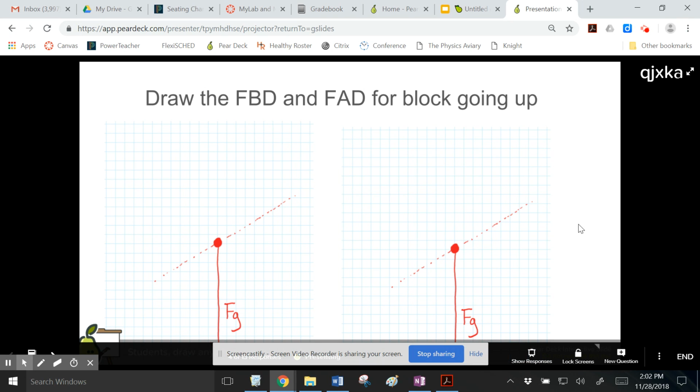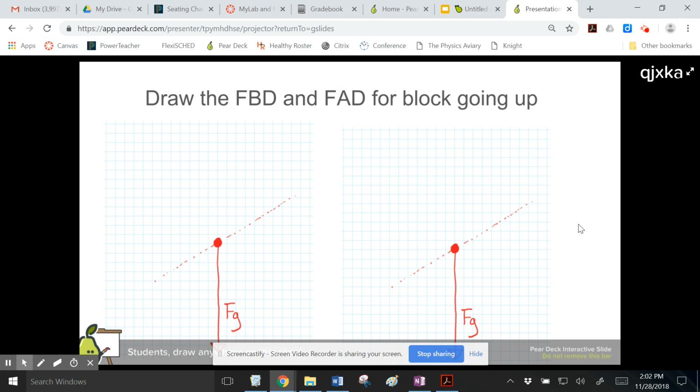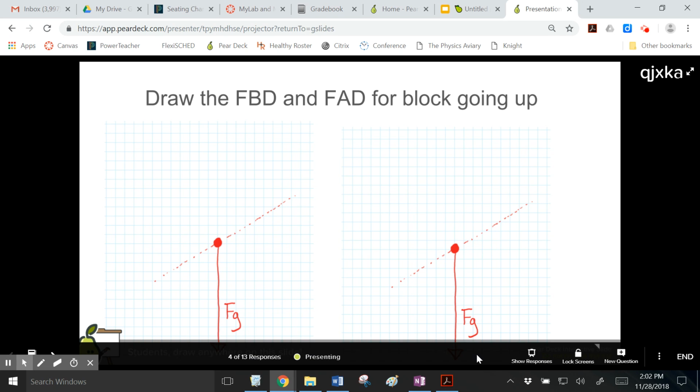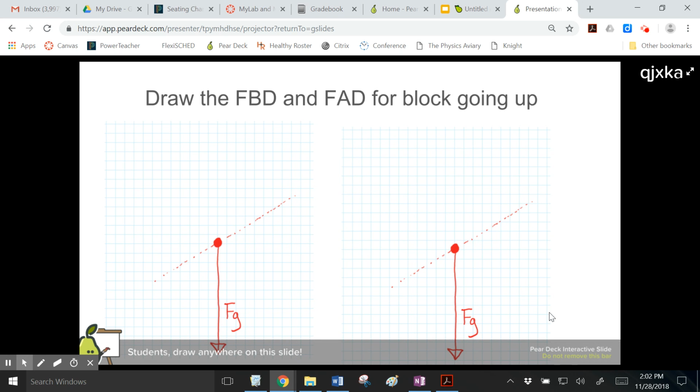It says block here. Draw the free body diagram and the force addition diagram for the block going up the... can you see the bottom of the slide on your screen? Yeah, you can. Okay. So draw a free body diagram over here. Force addition diagram is what we used to call HPD cat lard. What does that look like for the cart going up the incline?